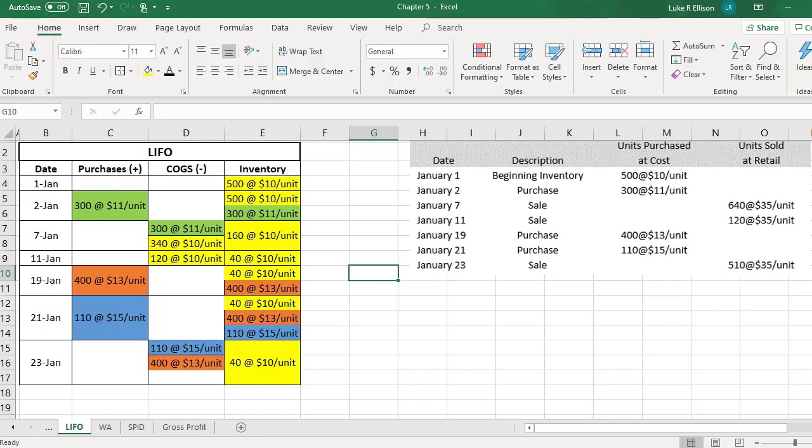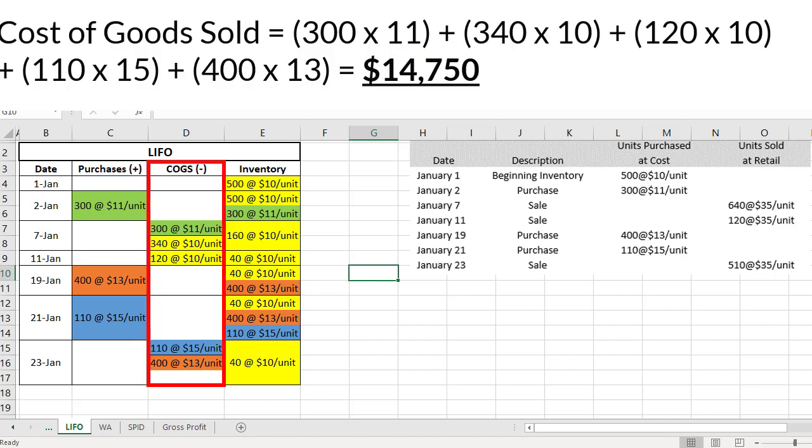Alright, we have done the hard part. All that's left is to calculate the cost of goods sold and the ending inventory. To calculate the cost of goods sold, we simply multiply the units and the cost for each row of the cost of goods sold column and add them together. So that's 300 times 11 plus 340 times 10 plus 120 times 10 plus 110 times 15 plus 400 times 13 equals $14,750 for cost of goods sold.